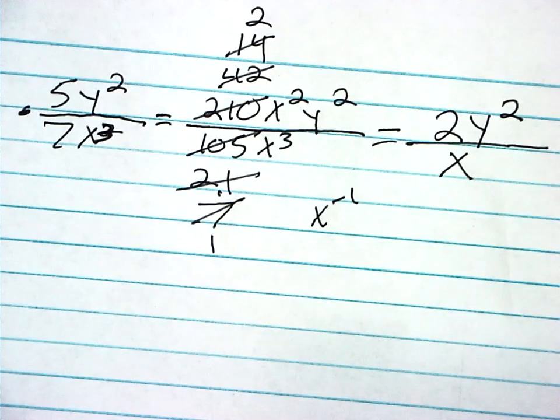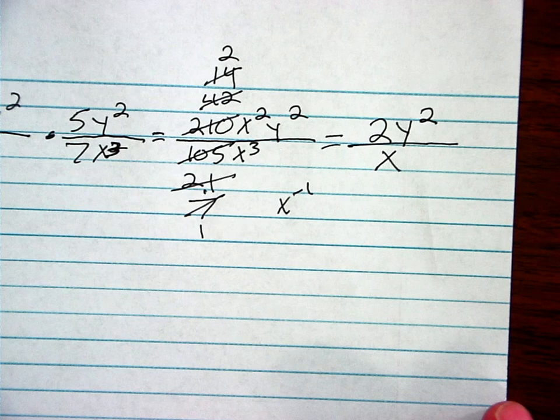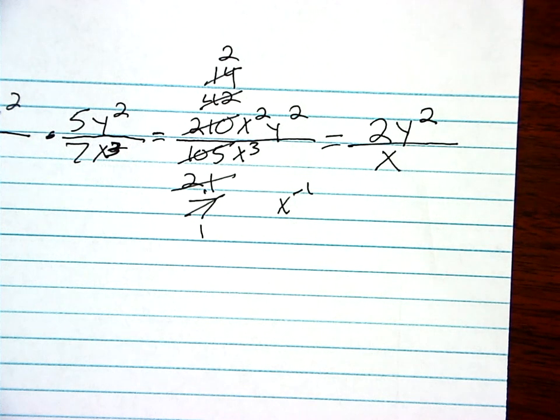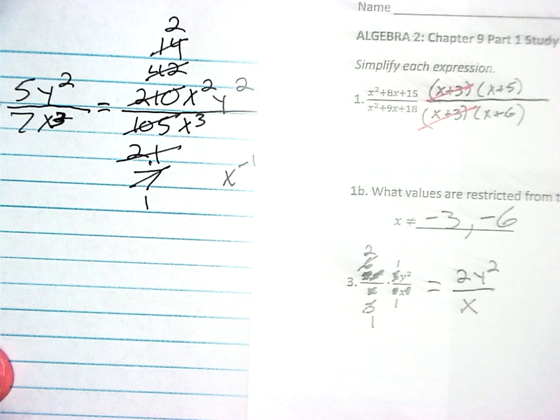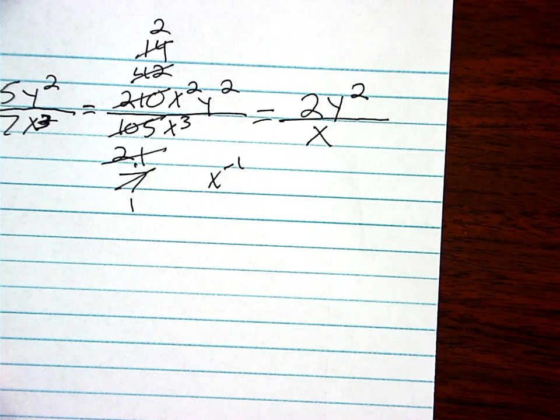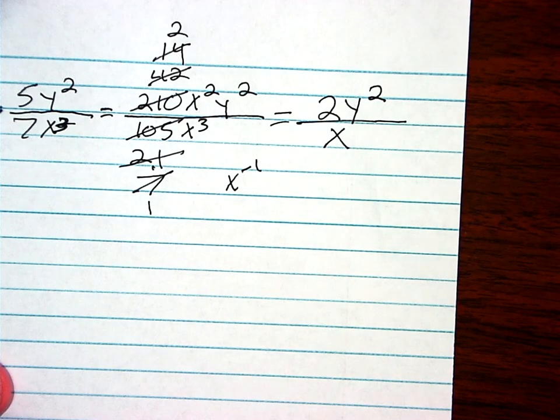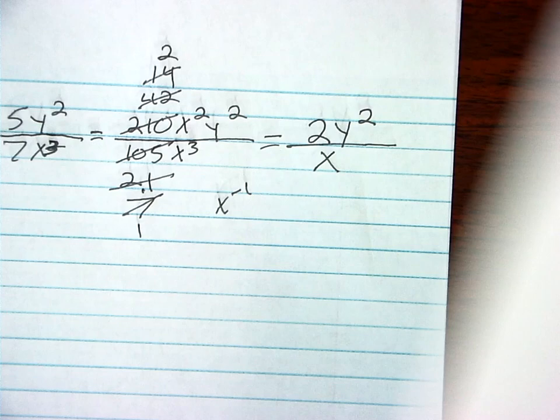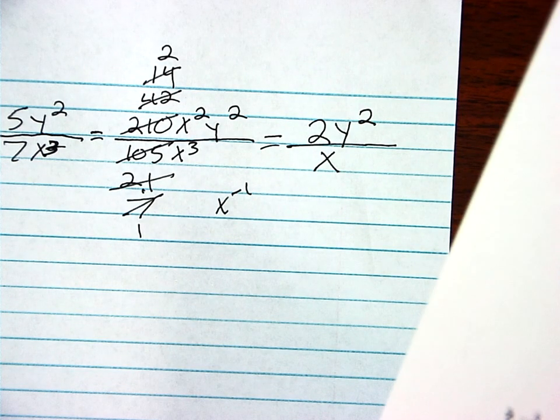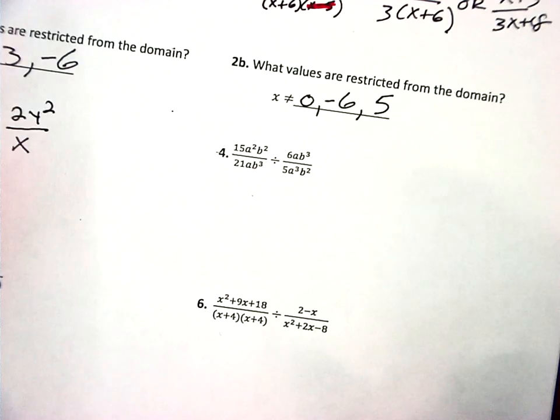I don't know what's more complicated for your brain, but I think we got the same answer doing it both ways. So whatever is easier for you, it doesn't matter. 2y squared over x. Yes. That makes sense. And if you look on here, I got 2y squared over x as well. Whatever works for your brain, do it.